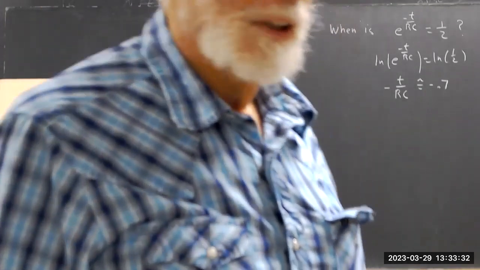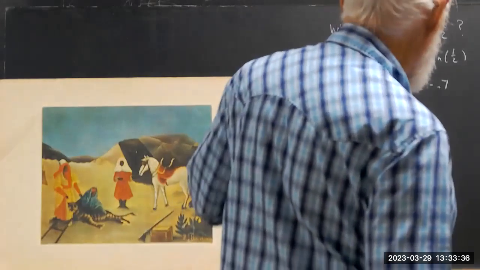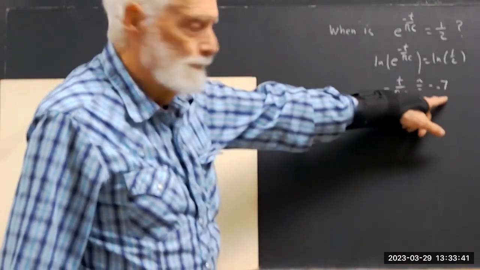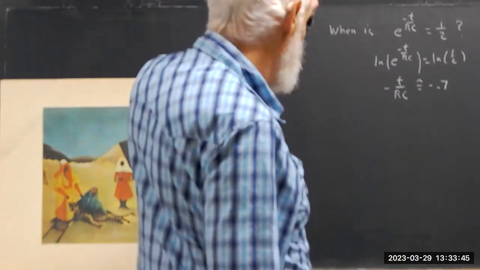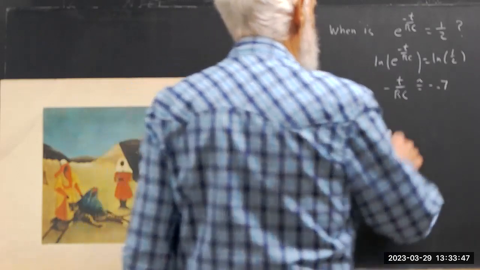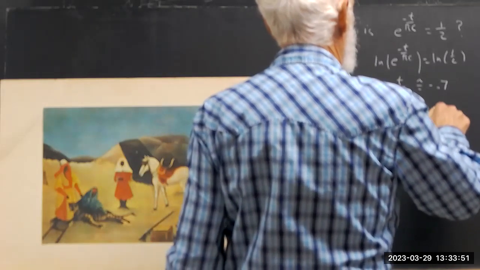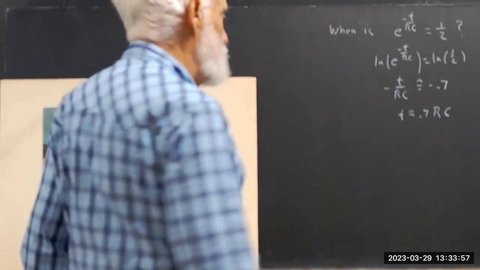I always get that confused with square root of 2 over 2, 1 over square root of 2, which is like 0.707. But both of them are pretty close to negative 0.7. Okay. So t is 0.7 RC.